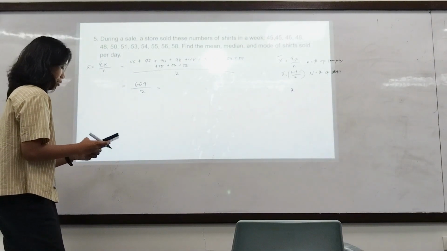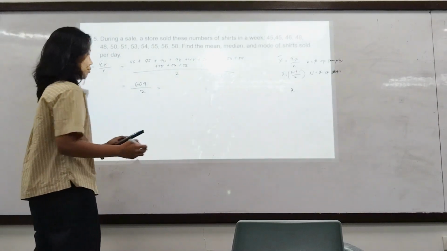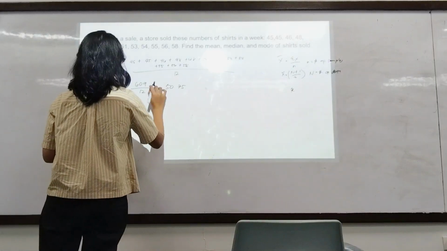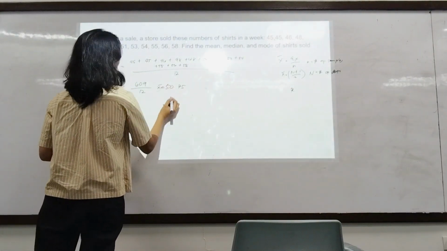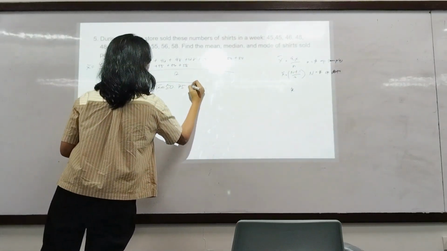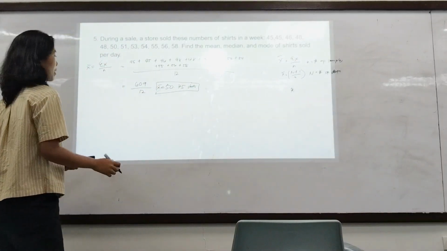609 divided by 12 is 50.75. That's our mean. 50.75 shirts, that's our mean.